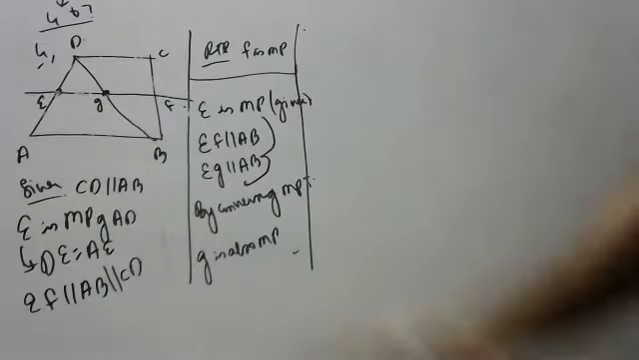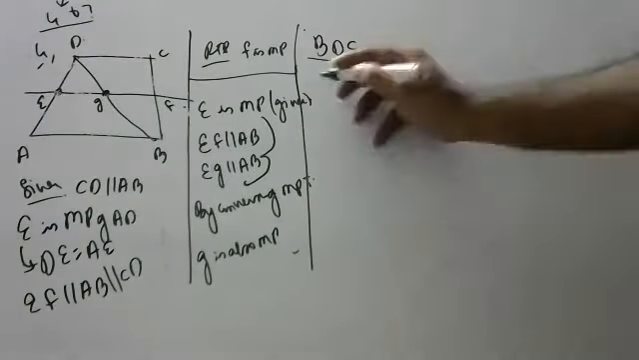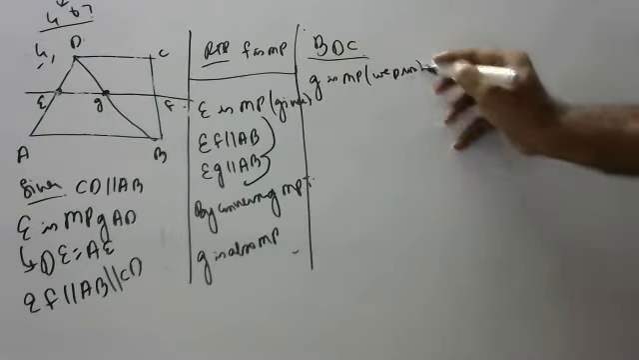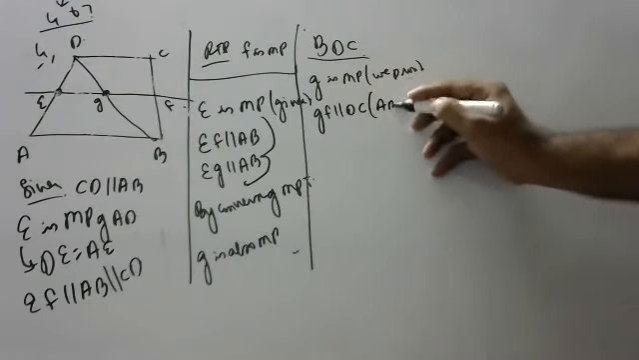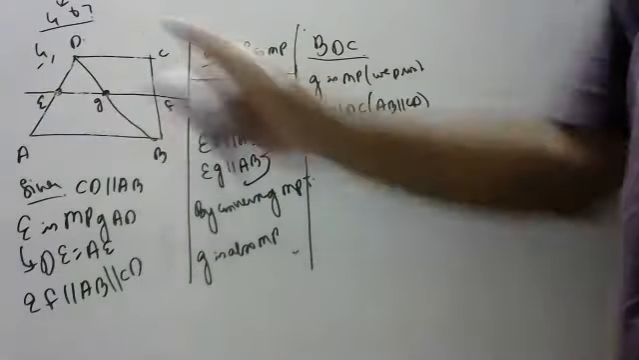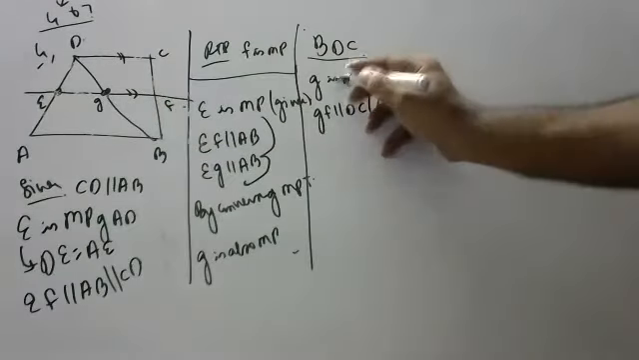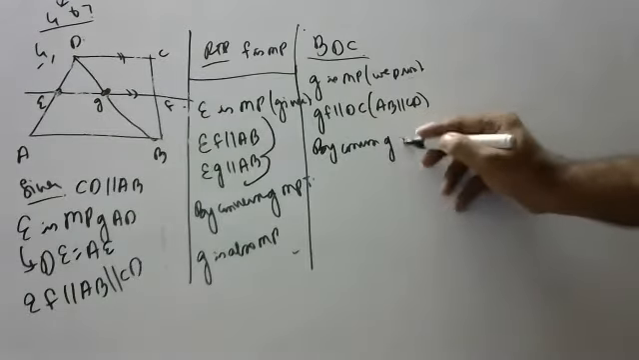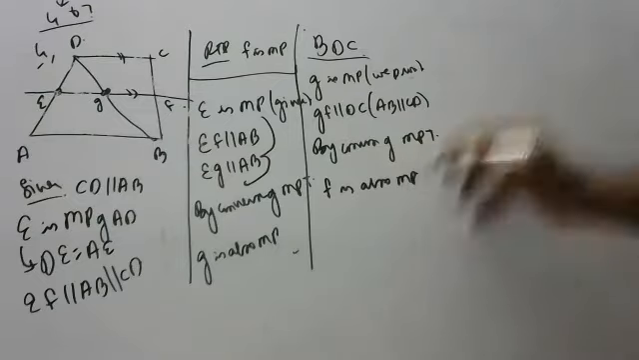Now go to triangle BDC. G is the midpoint. What to prove? GF is parallel to CD. Why? Because AB is parallel to CD, and this whole line is parallel to AB. So GF is parallel to CD. So, children, G is the midpoint and these both are parallel. By the converse of the midpoint theorem, I can say F is also the midpoint.